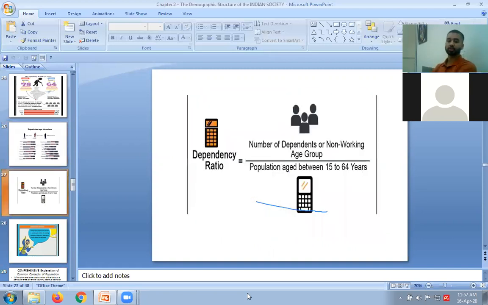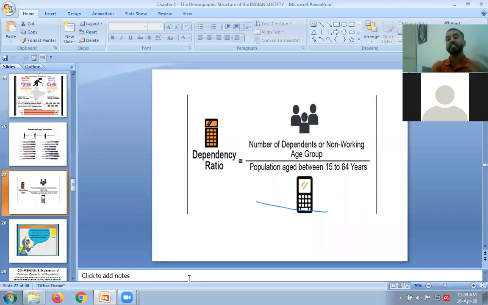Now dependency ratio. When I say dependency ratio, just try to understand the first age group, that is between 0 to 14, and the last age group, that is the third age group, over 65. They are actually dependent on our population aged between 15 and 64. So the middle group is carrying the burden of the first group, and of the third group as well. So how do we calculate dependency ratio?